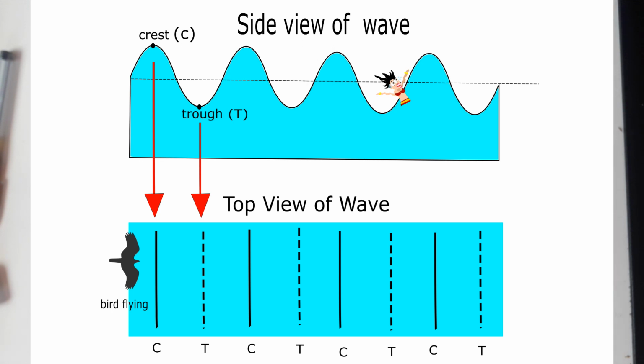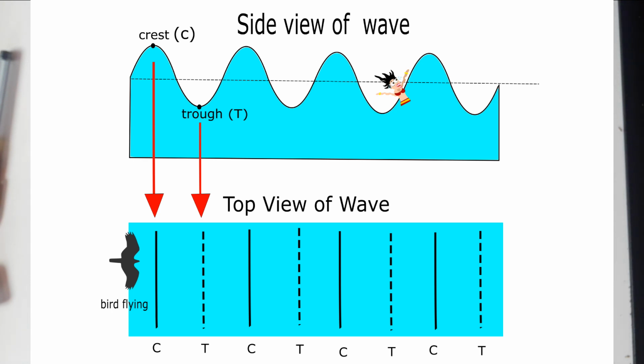So that means if you wanted to figure out the wavelength, you just have to measure the distance between two successive crests, or two successive troughs. Okay, so I just wanted to make sure you understand how to represent a wave from the side and also how to represent it from a top view.